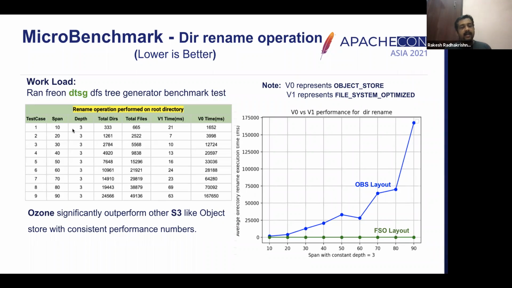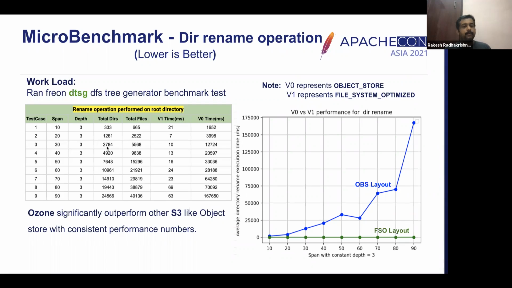So in the first row you can see I have a span of 10. That means in a level, I'll be creating 10 directories and 10 files. And the depth I kept static. It has a depth of 3. So in the first row, when I execute the Freon benchmark, it generates 300 directories and 600 files. And with the file system optimized layout, we could see that it finished in 21 milliseconds, but in the object store key value store way, it took nearly 2 seconds.